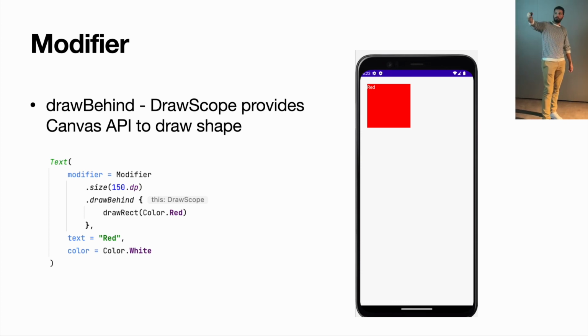And you can see, after the modifier, you continue with the regular text. So you set the text, the color, and this is what you get. It's not the nicest, but it shows the powerful stuff about modifier. So it gives you the option to access the canvas behind your views, I can say.